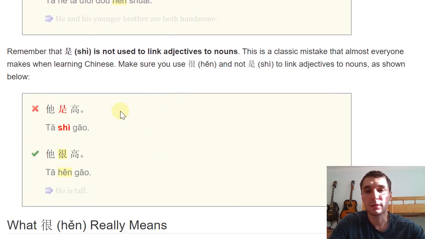Some other rules. Remember that 是 is not used to link adjectives to nouns. This is a classic mistake that almost everyone makes when learning Chinese. Make sure you use 很 and not 是 to link adjectives to nouns as shown below. So 他是高 it's a mistake. We connect nouns with adjectives like 很: 他很高, he's tall.